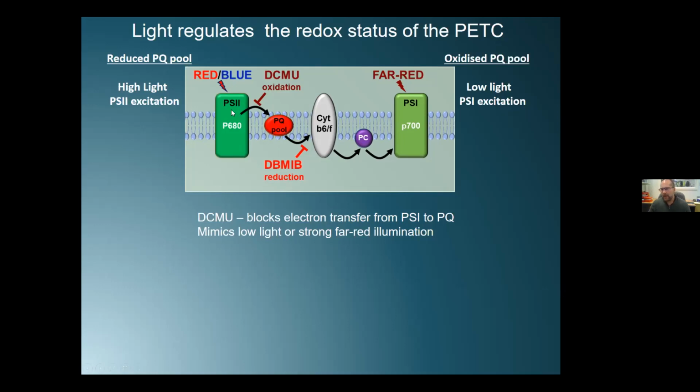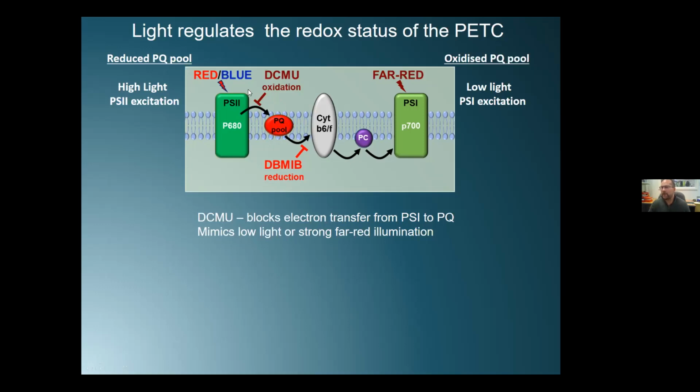And that's what's happening in high light. You're getting lots of photons coming in and lots of electrons passing through. So you end up reducing the plastoquinone pool. But in low light, what tends to happen is that with fewer photons coming in and fewer electrons being generated, you end up with the plastoquinone pool becoming more oxidized.